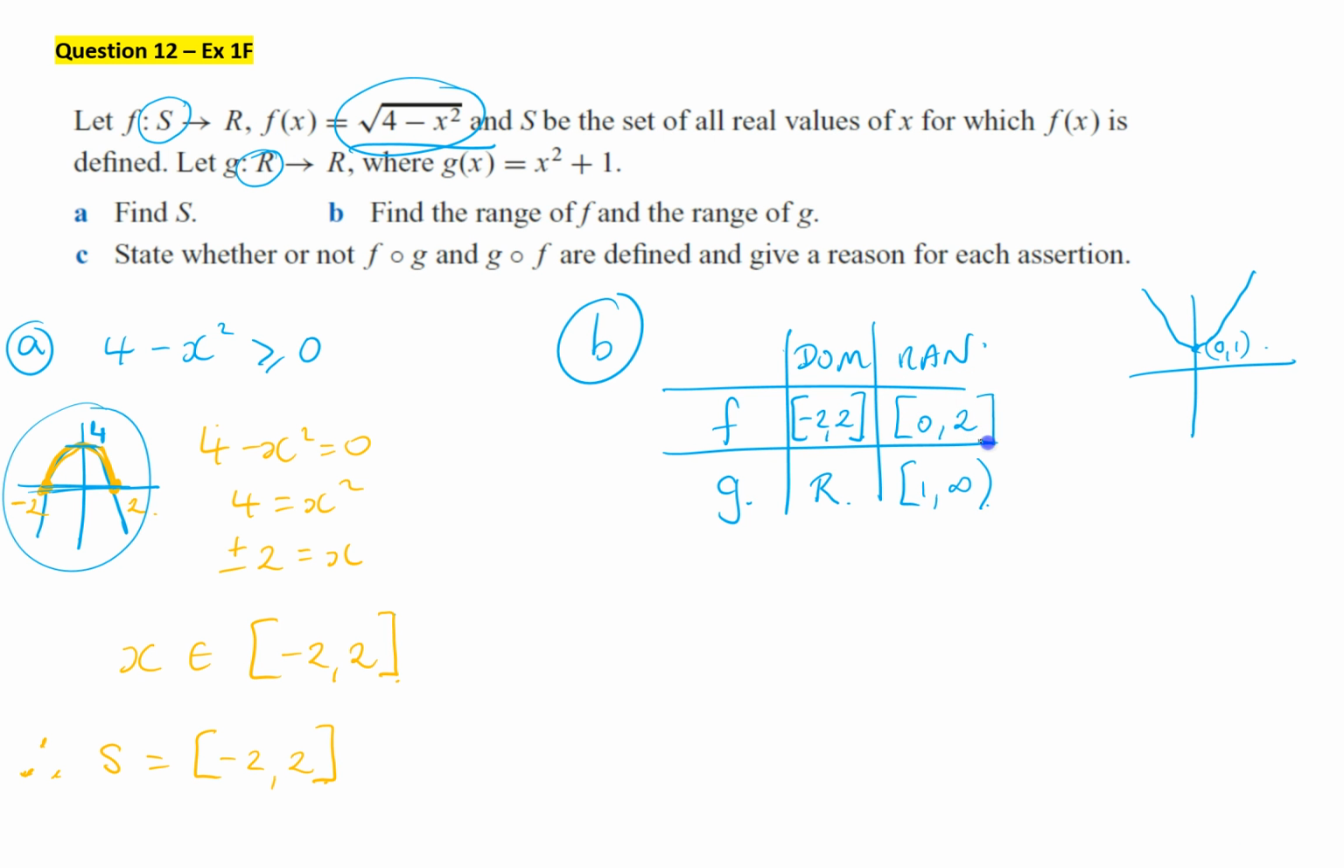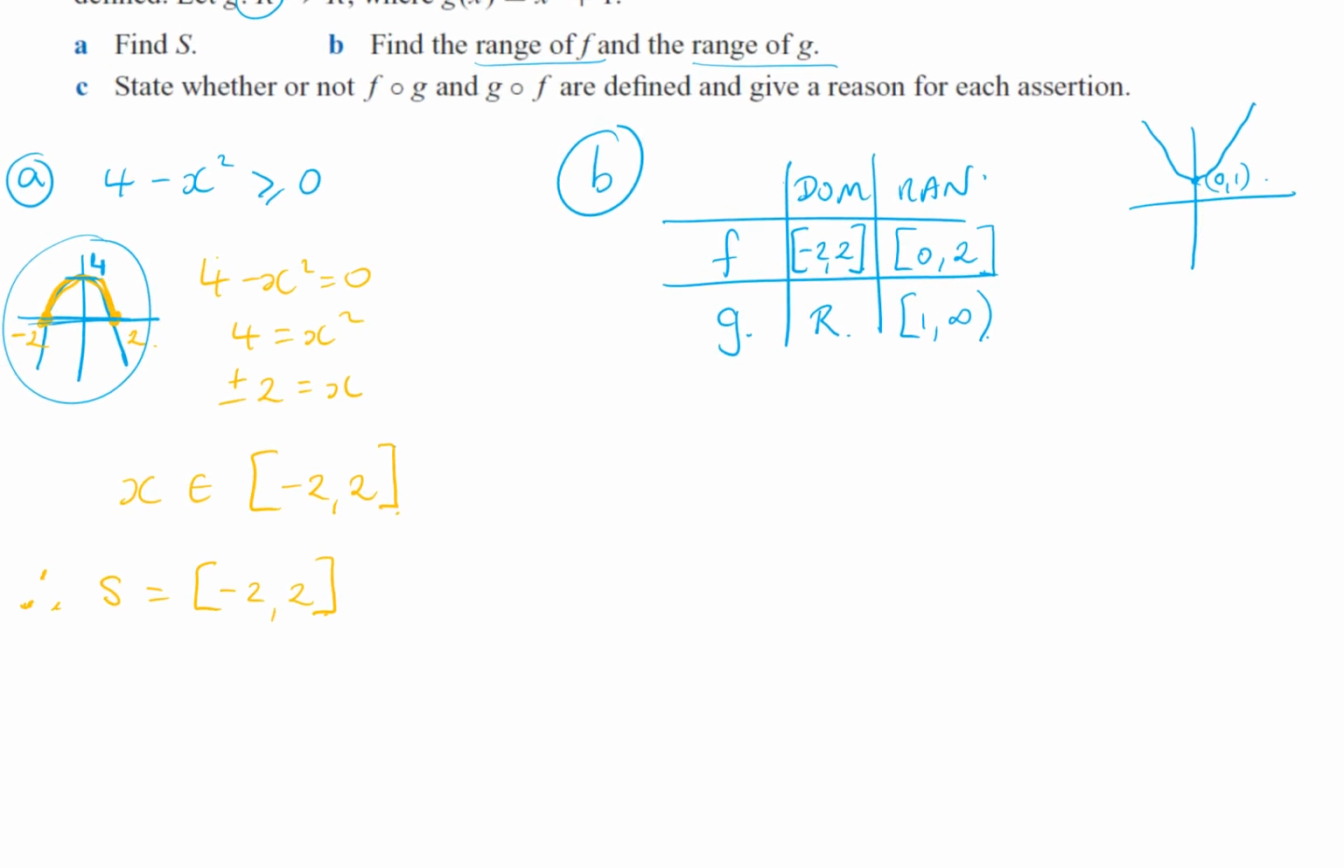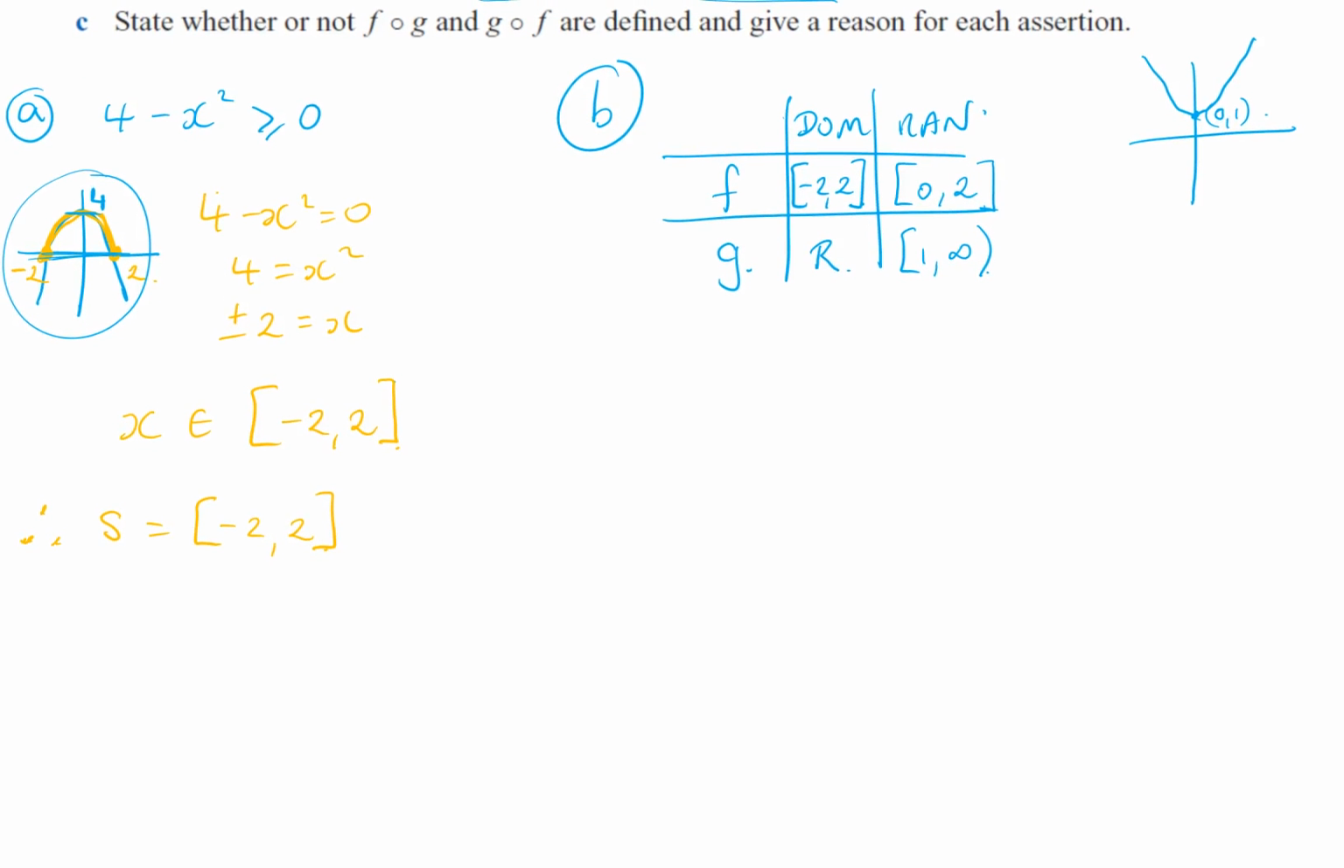And if you weren't sure, you could sketch that on your calculator if you had your calculator with you, or if it was a tech-rich question. So that's part B. It simply asks for the range of f and the range of g, which we've worked out. Part C goes on to say, state whether or not fog and gof are defined and give a reason for your assertion. So in other words, all it's saying is use the rule that we've learnt and been looking at in the last two examples.